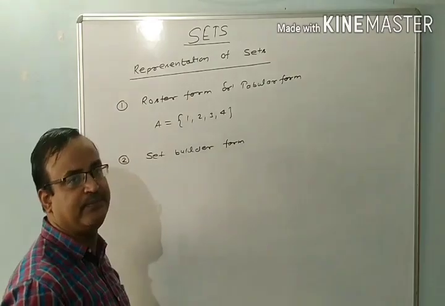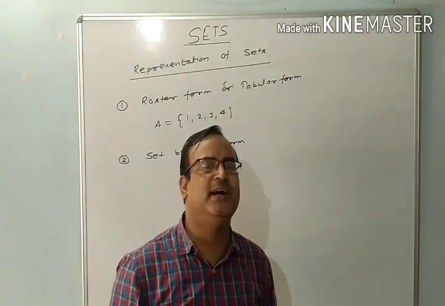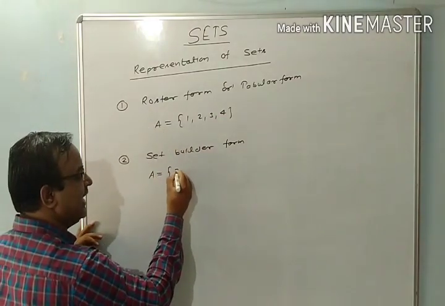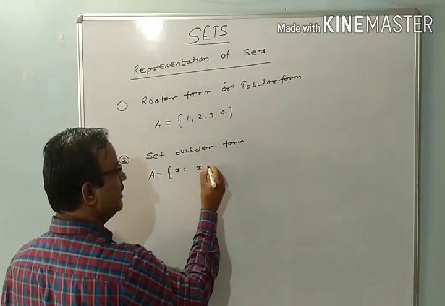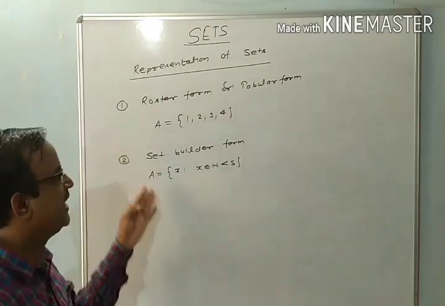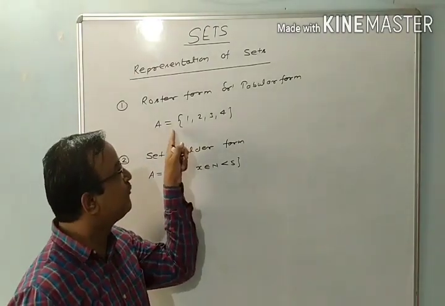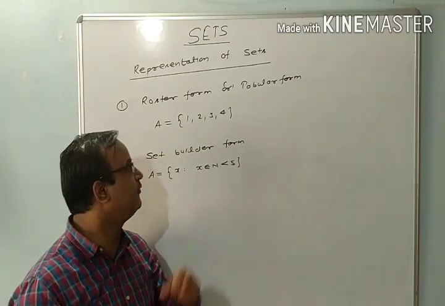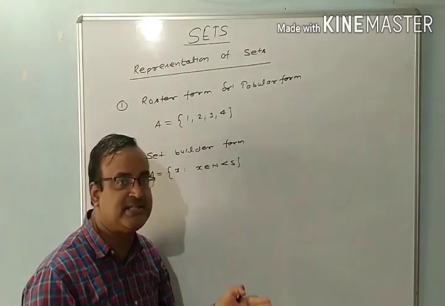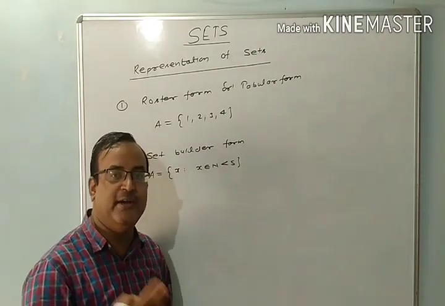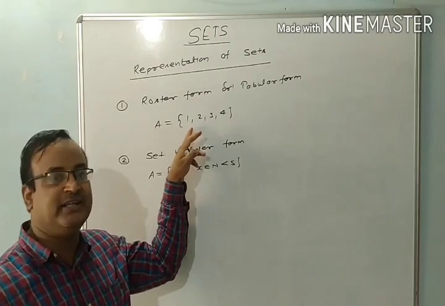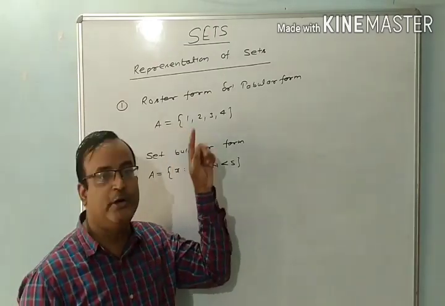Now the other representation is set builder form. In this form of representation, a set is described by the property of its elements. For example, we write {x : x belongs to natural numbers but x is less than 5}. Both sets are the same, but one is in tabular form and the other is in set builder form. The elements are 1, 2, 3 and 4. When we list the elements of this set, we write it in roster form: {1, 2, 3, 4}.